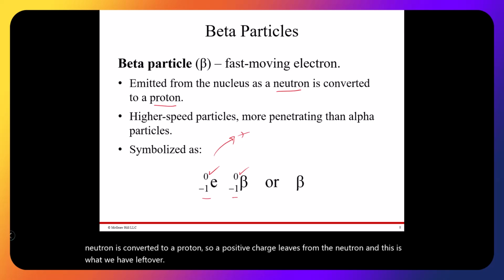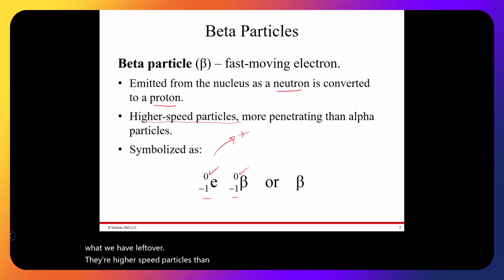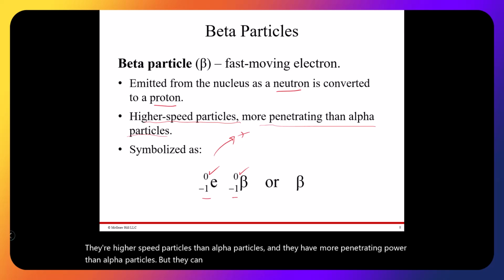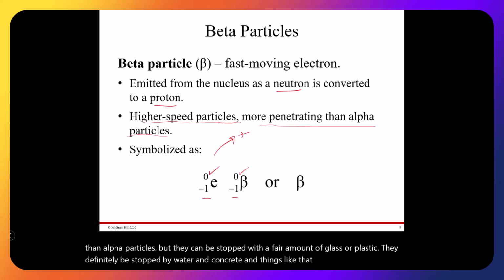They're higher speed particles than alpha particles, and they have more penetrating power than alpha particles. But they can be stopped with a fair amount of glass or plastic. They definitely can be stopped by water and concrete and things like that. They are fast moving, and a lot of people say they're a fast moving electron.